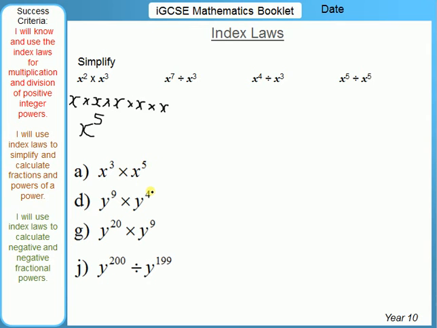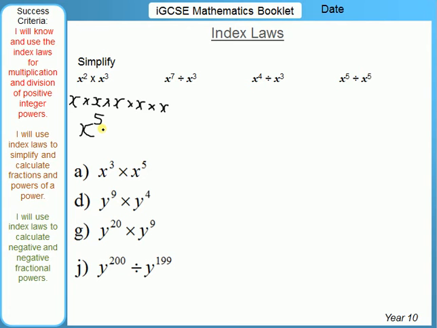So look at the question, look at the answer, is there a quick way we could do the same calculation? Take 10 seconds, see if you can think of the answer. Okay, hopefully you've noticed that we could actually add the indices. We could add the 2 and the 3, and that gives us 5.